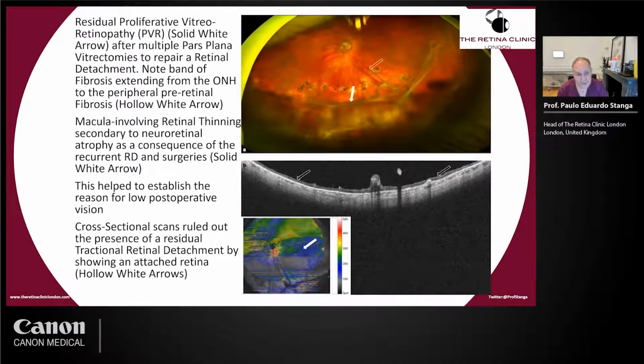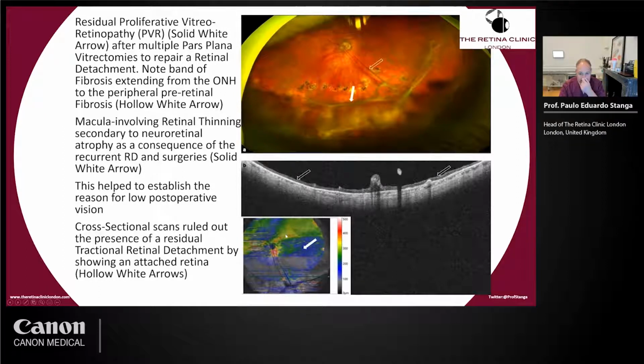This is a patient that had several surgeries elsewhere to repair a retinal detachment that started similar to the patient that I showed you with a superior tear. And interesting, you see this strand of fibrosis that remained after silicone oil was removed, peripheral PVR.